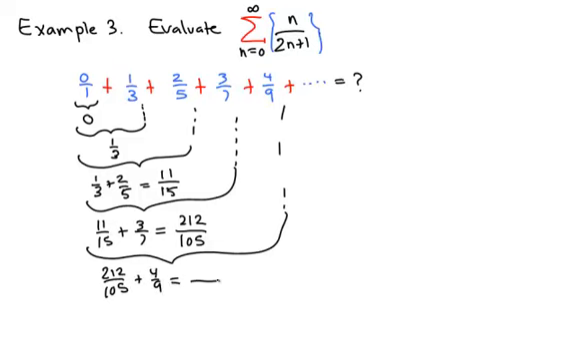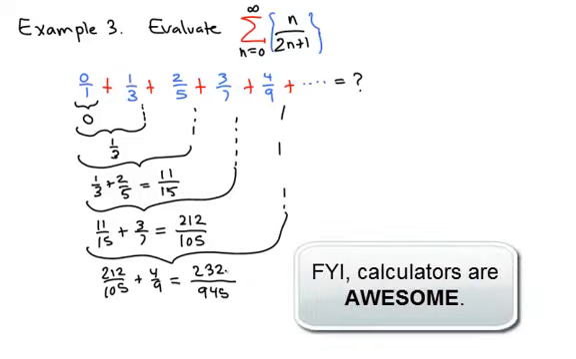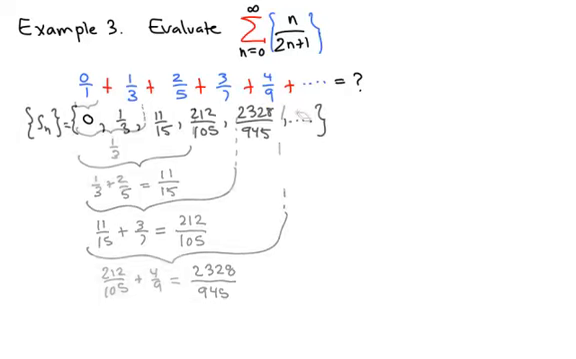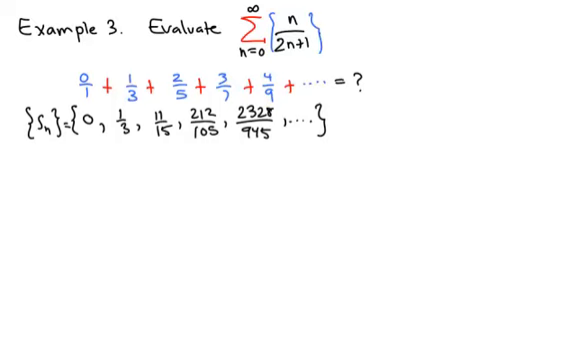Putting it on a common denominator of 945, the numerator is going to be 9 times 212 plus 105, and that's 2,328. And so, by adding up the terms of the original sequence, we've come up with a new sequence. So here's our list of partial sums: 0, 1/3, 11/15, 202/105, and 2,328/945.